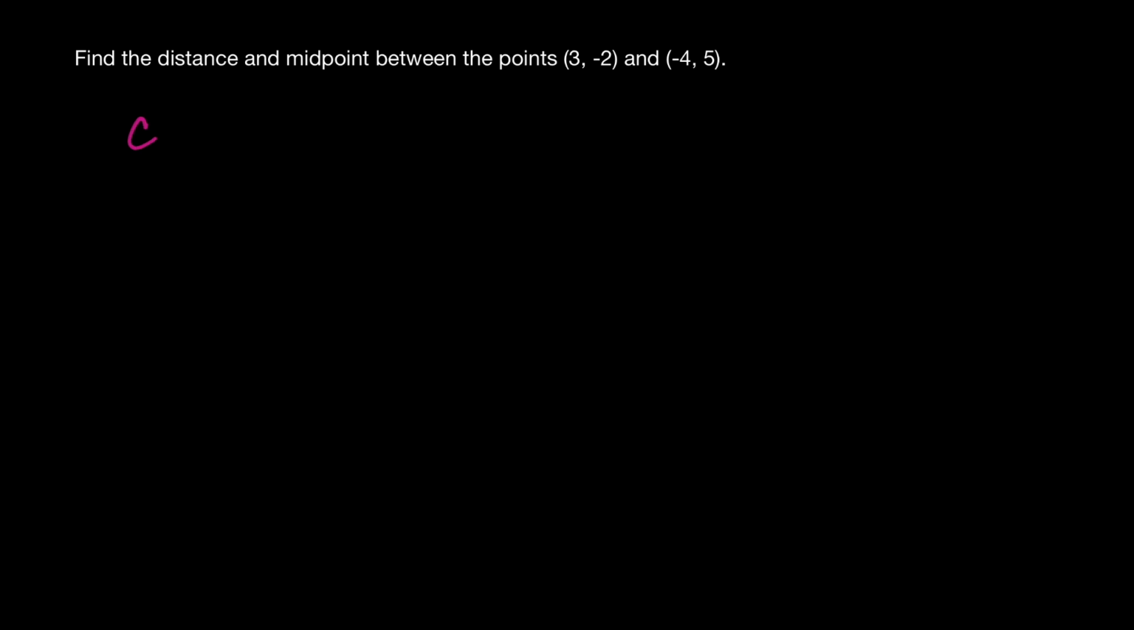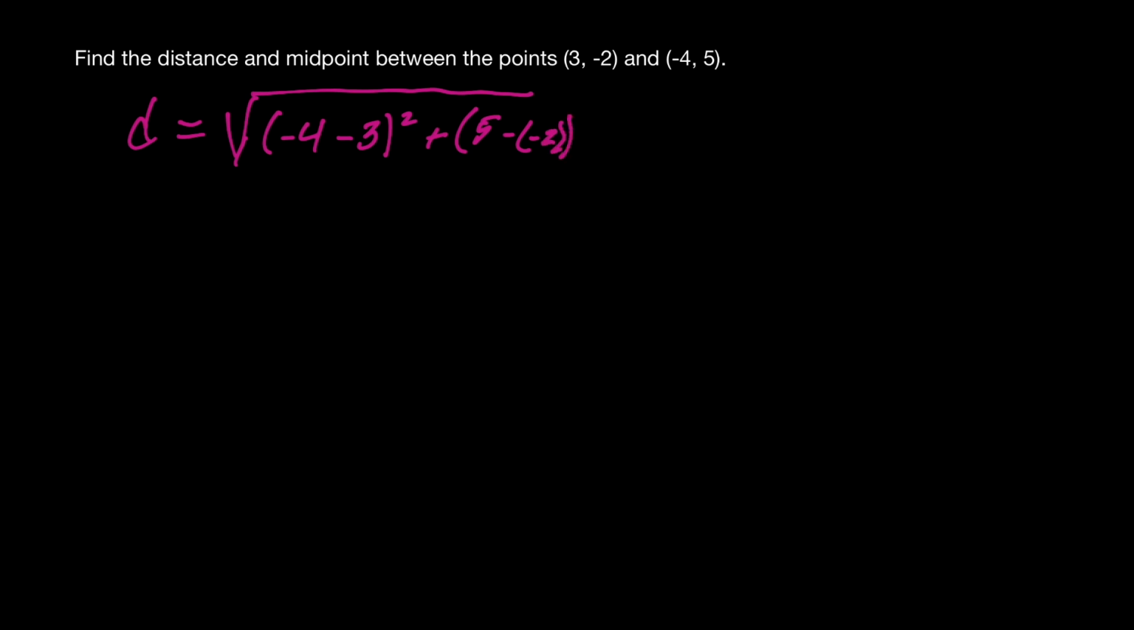So I'm going to say that the distance is equal to the square root. I'm just going to go right in and put in the differences here. Negative 4 minus 3 squared plus 5 minus a negative 2 squared. Make that a little longer.